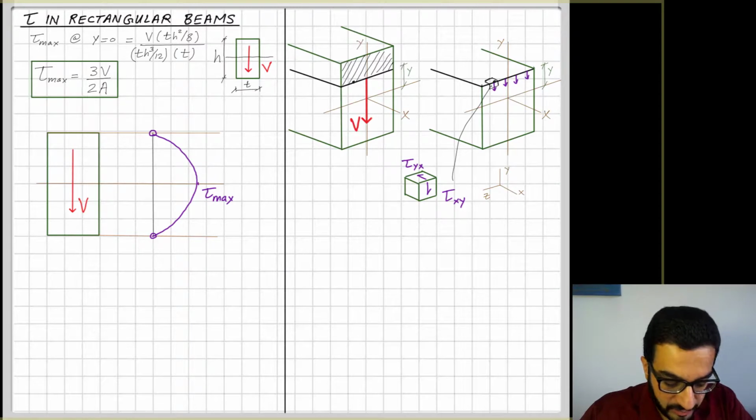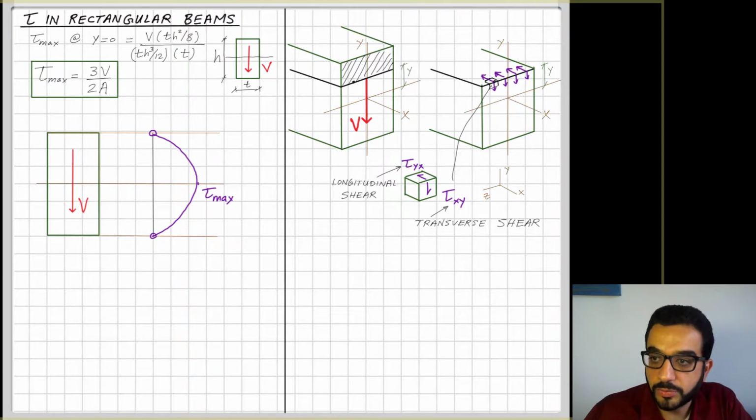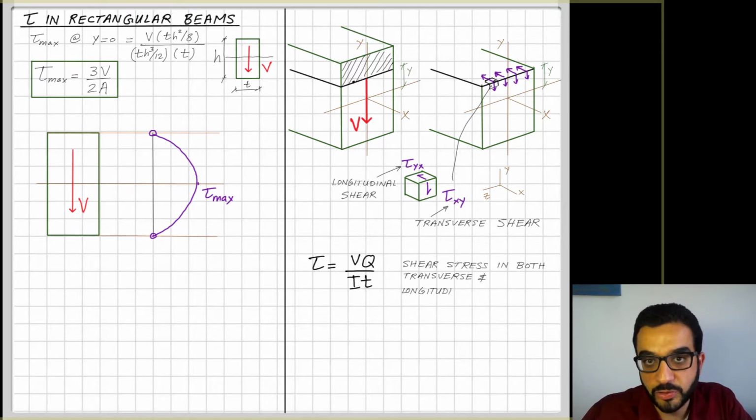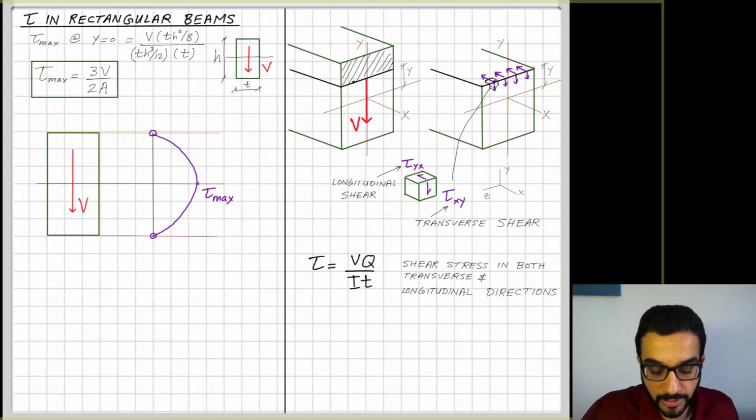So in this case, tau yx is developing, which means there is a longitudinal shear stress developing in that beam beside the transverse shear that I calculated here. And these two shear values, tau yx and tau xy, the longitudinal and the transverse shear, are equal. So this formula that we have been using so far, tau is equal to VQ over IT, calculates at any point the transverse and longitudinal shear stresses at this point due to a shear force V in that beam.